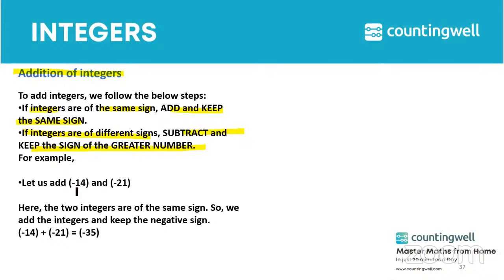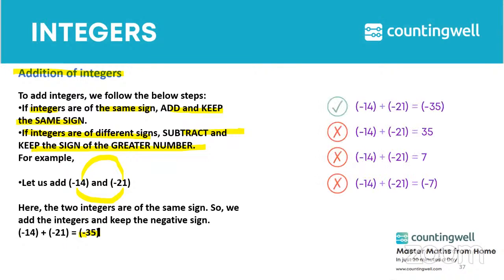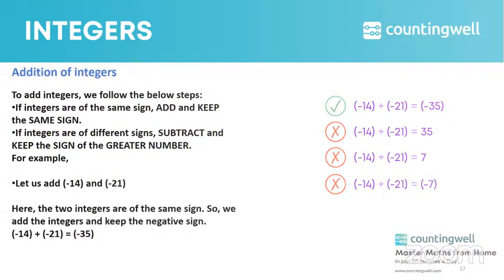So for example, here you can see adding -14 and -21, both have the same sign. So we are adding 14 and 21, it is 35. But the sign of both the numbers is minus, so we have to retain this number with minus sign. So -14 plus -21 is -35, and other three ways are not correct.